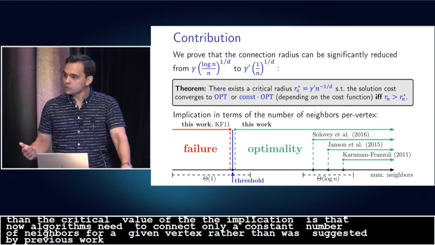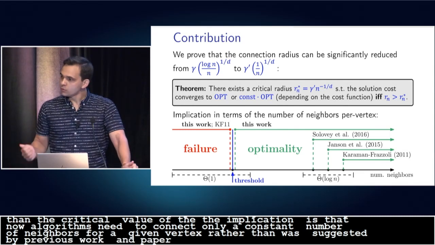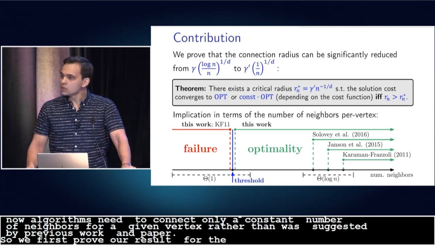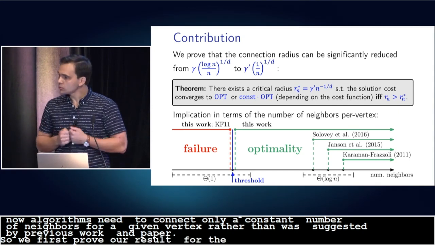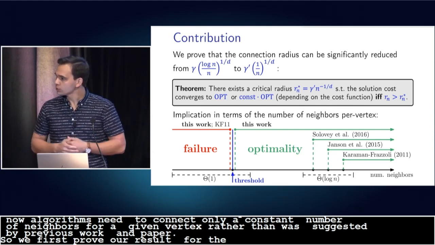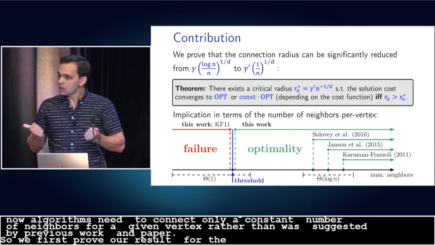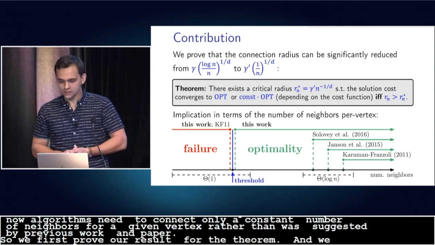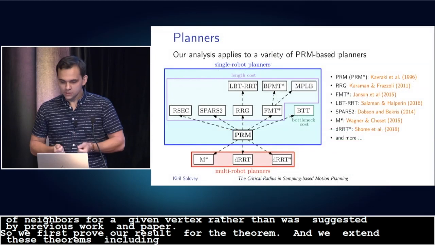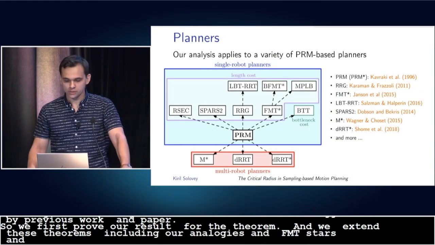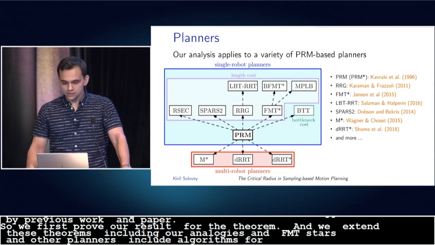We first prove our result for the PRM and PRM star algorithms, and then we show how to extend these theorems to more modern techniques, which include RRGs, FMT stars, and other sampling-based planners, which even include sampling-based algorithms for multi-robot motion planning, in particular M-star and DRRT star.